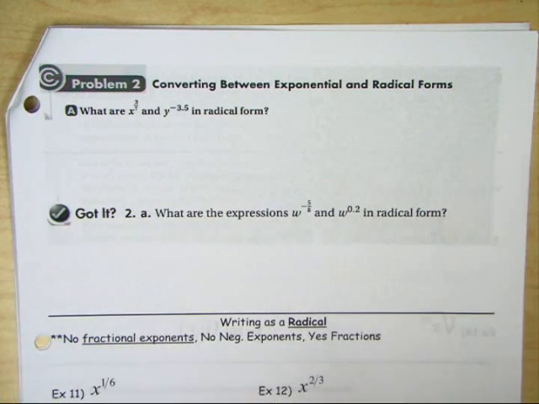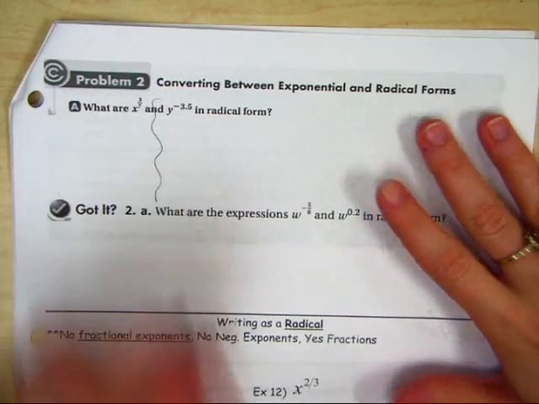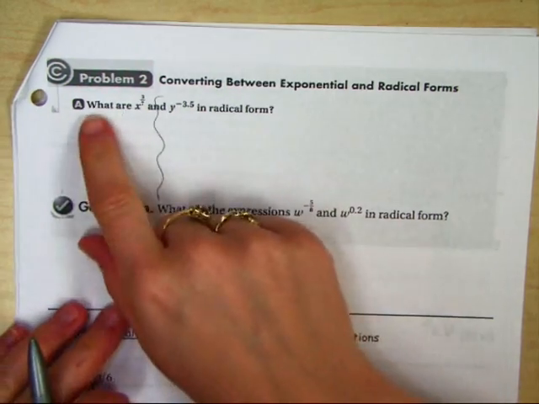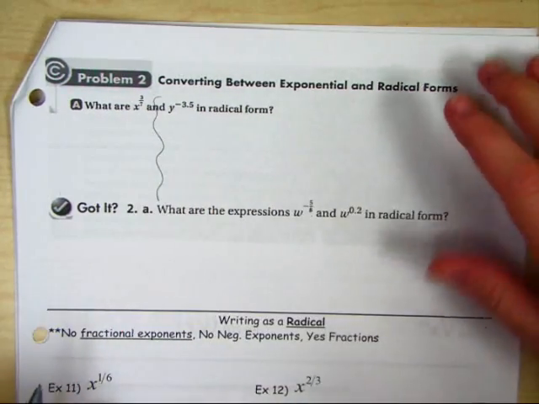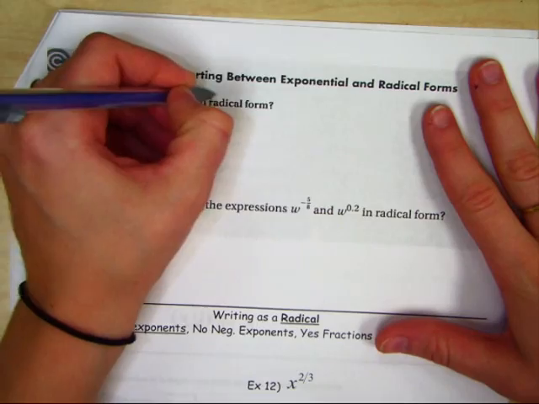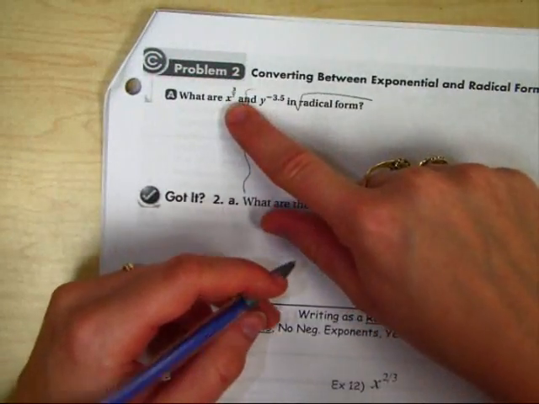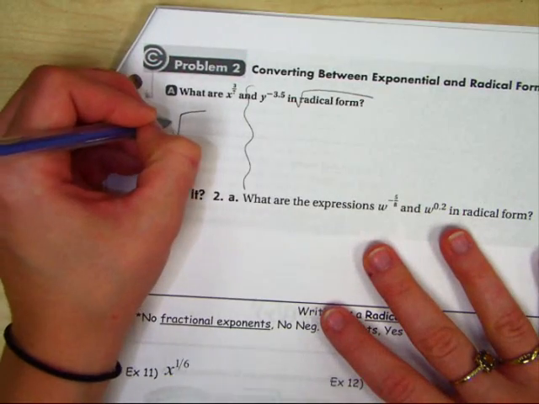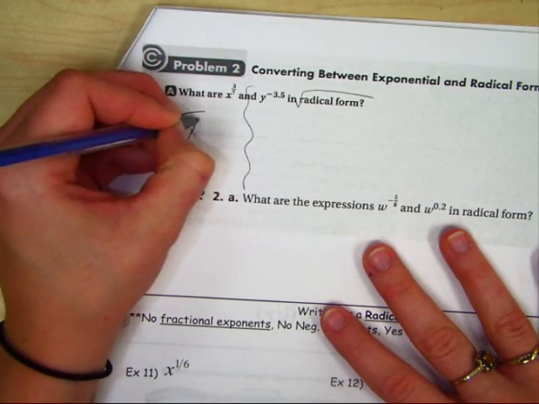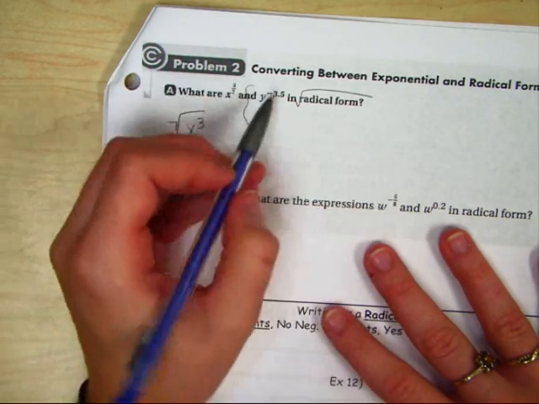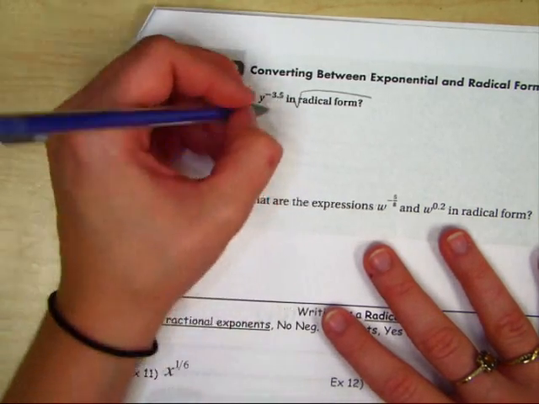Problem 2. Converting between exponential and radical form. Problem A has 2 different problems on it. So let's kind of draw the difference here. It says, what are these 2 items in radical form? Guys, radical form means a square root. Okay? So let's go to x to the 3 over 7. Put your 7 here, put the x here, put the 3 there. Good.